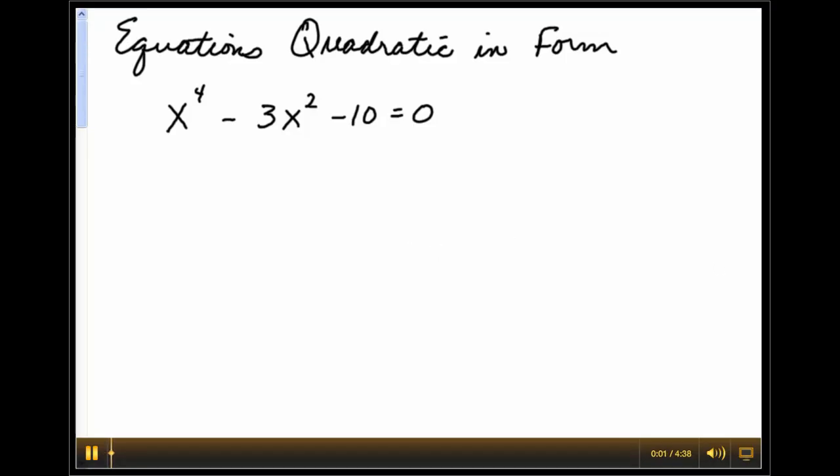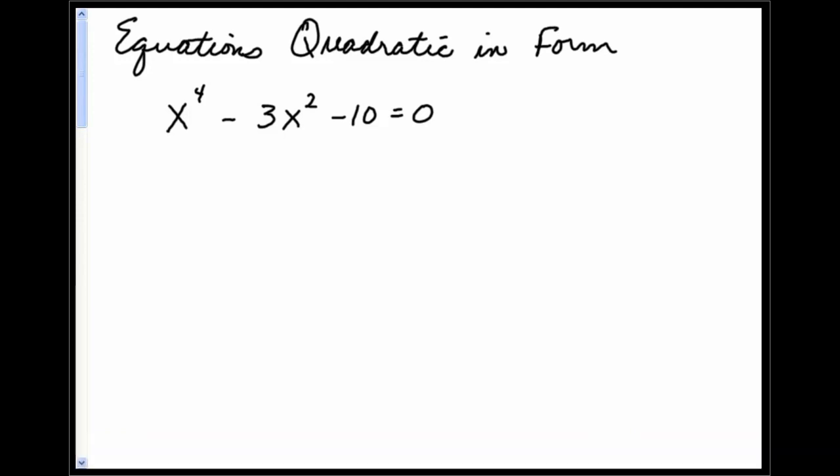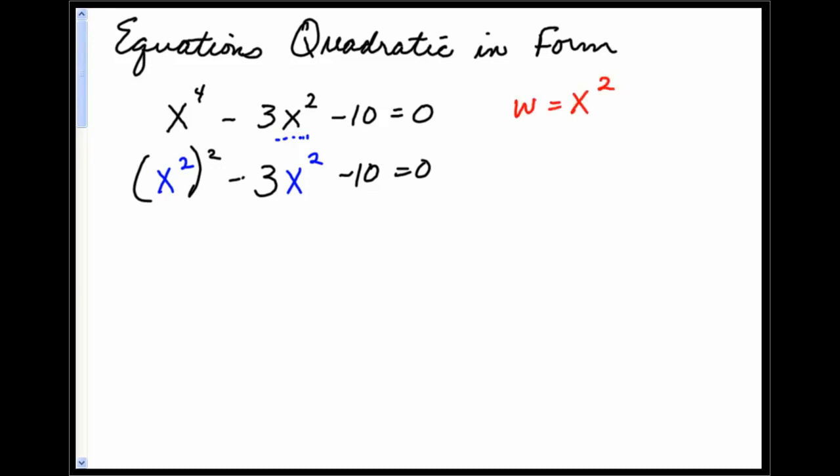Solving equations quadratic in form. We need to rewrite this equation so that it's a quadratic, meaning it's going to have x to the second in it. So your strategy is to use the variable in the middle term to rewrite this equation. So we're going to rewrite x to the fourth as (x squared) to the second minus 3x squared minus 10 equals 0. And we're going to substitute and say w is going to be equal to x squared.